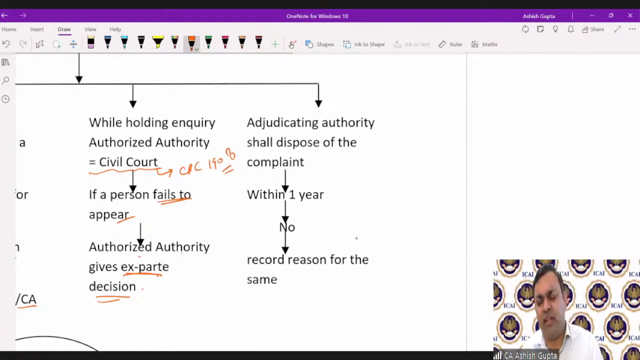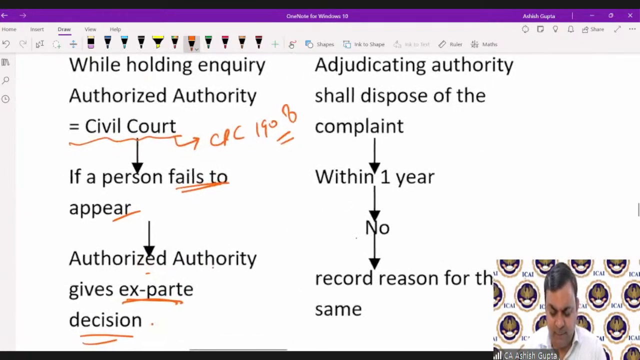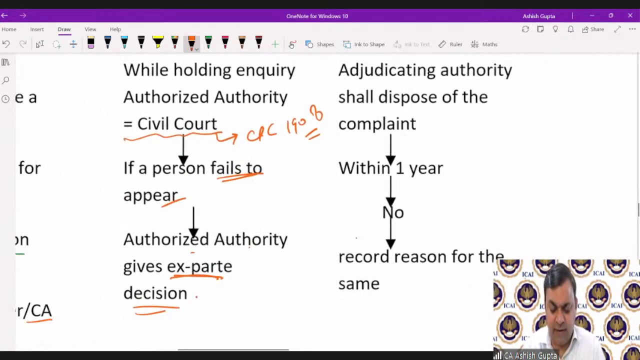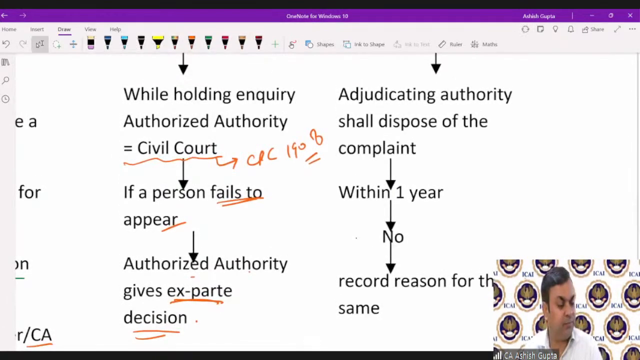Now, what is the meaning of ex parte decision? What is the meaning of ex parte decision, right?